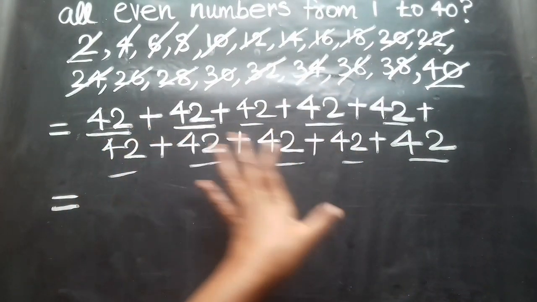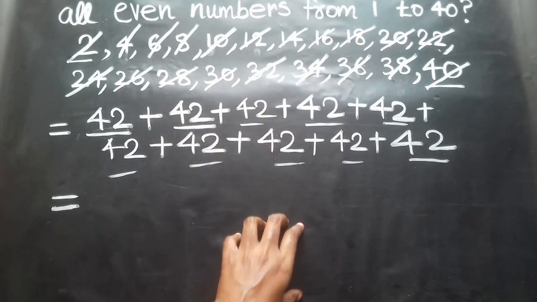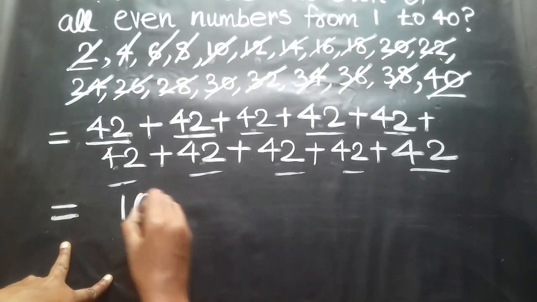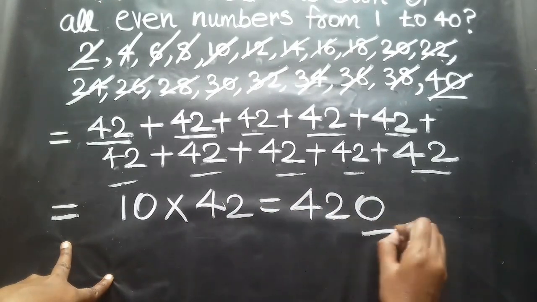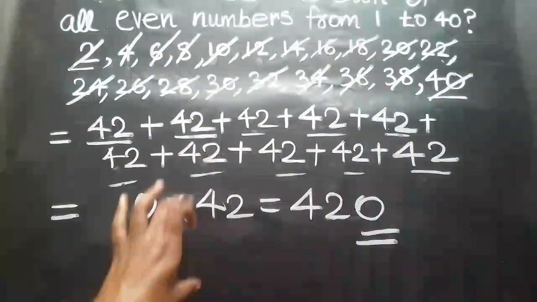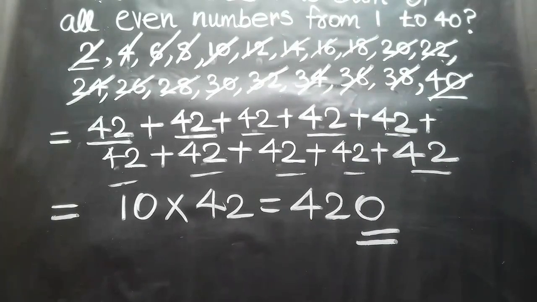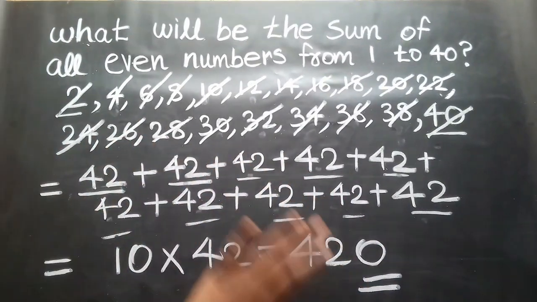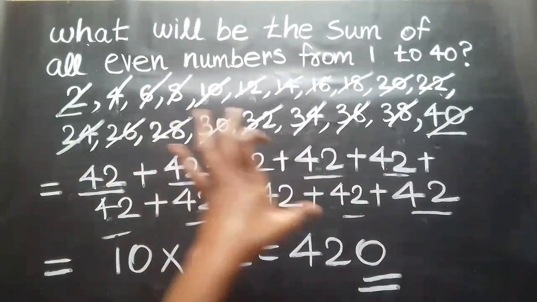When you have the same numbers repeated multiple times, you can convert that into multiplication. How many times has the number 42 been repeated? 10 times. So 10 times 42 equals 420. So instead of adding the same numbers multiple times, you can convert that into multiplication and perform it within a few seconds. We are done with the first method, that is the pairing method. When each pair has the same sum, it is easy to find the sum of the entire sequence.